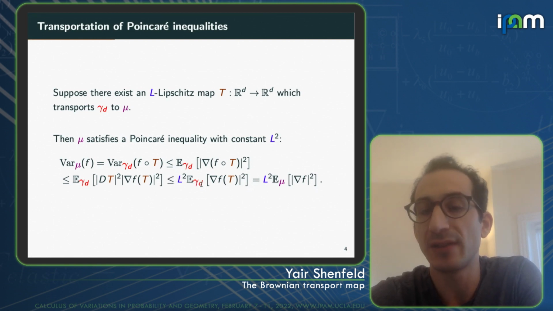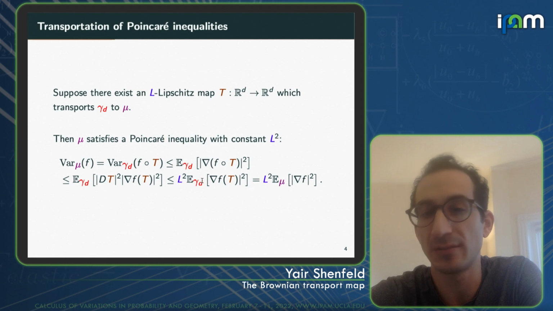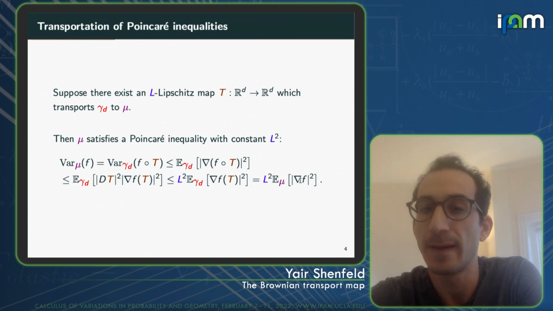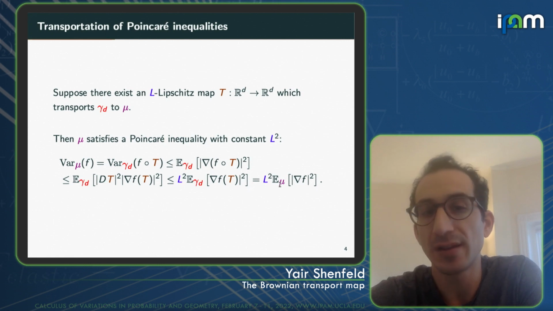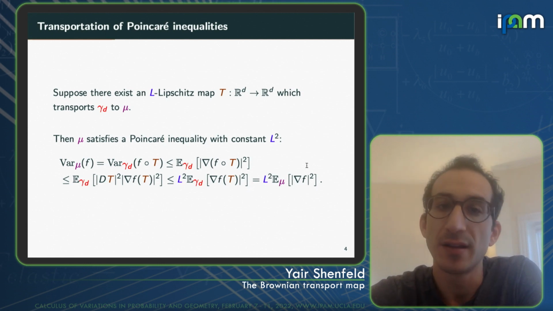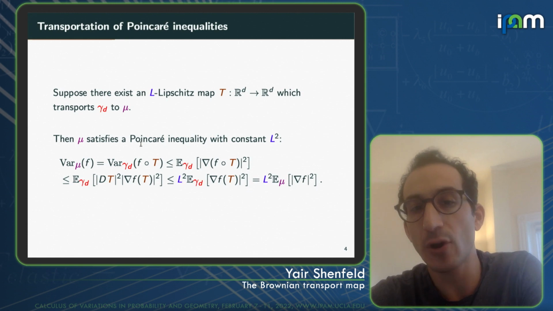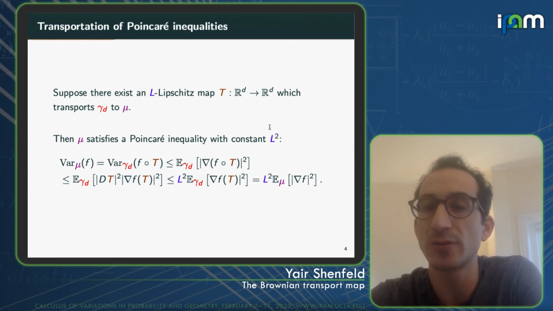And now we have the expected value of the gradient of f composed with T with respect to the Gaussian, but again, using the fact that T transports the Gaussian into mu, we just get L squared times the expected value with respect to mu of the gradient of f squared. So if we look at the left here and the right here, we see that the measure mu satisfies a Poincare inequality with a constant L squared. So the idea is that if you have a Lipschitz map from the Gaussian to mu, you can transfer the Poincare inequality, which you know to hold true for the Gaussian, by paying a price L squared, where L is the extent to which the map T is Lipschitz.